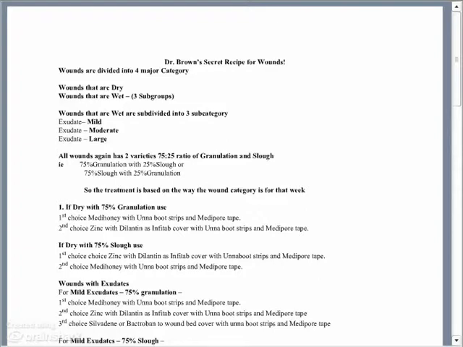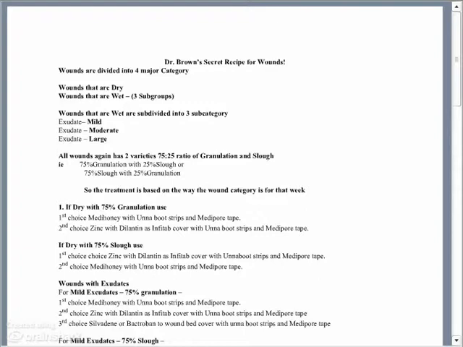And the wound, according to national guidelines, is divided into 4 major categories: the wounds that are dry and the wounds that are wet. So there are a total of 4, because in the wet wound we have 3 subcategories according to the exudates: mild, moderate, and large. Of these 4 categories, we have 2 more subcategories according to the granulation tissue versus slough. So if there is 75% granulation, 25% slough, or 75% slough and 25% granulation. This is 2 subcategories, and each of the above 4 has 2 subcategories.